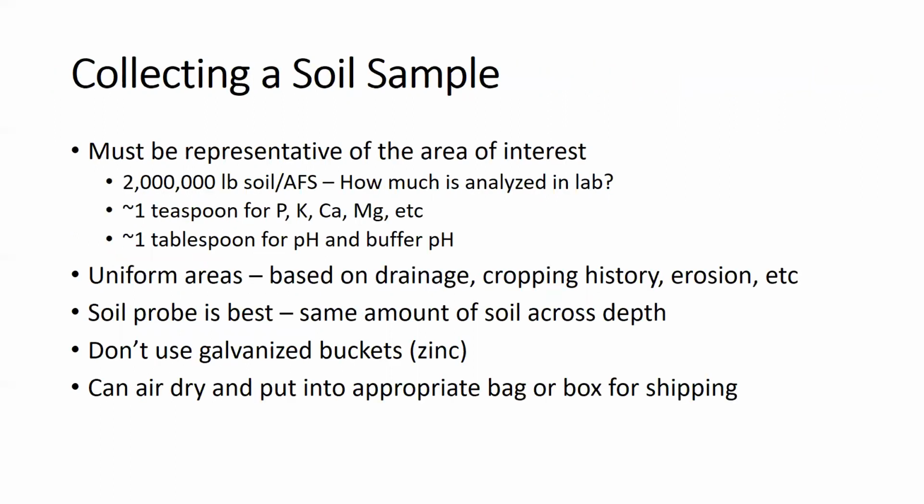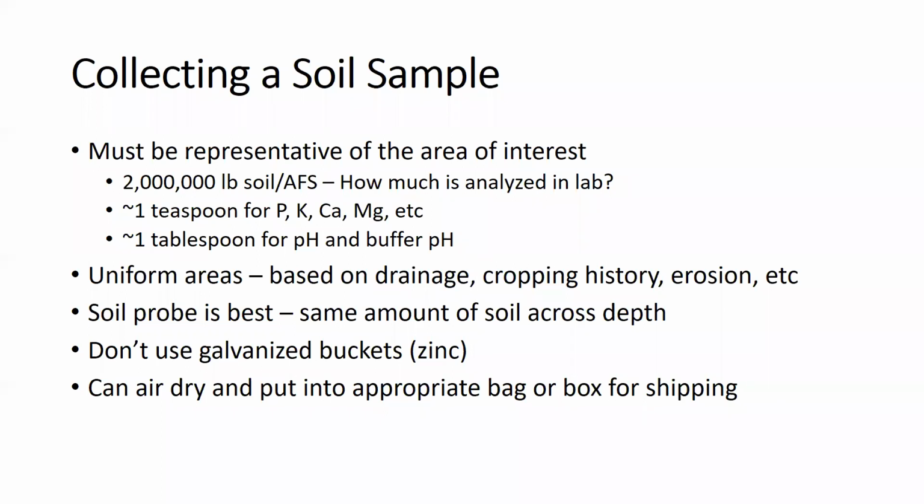So moving on. We want to collect a soil sample that represents the area of interest. There's 2 million pounds in an acre furrow slice of soil, and many of the samples are going to represent 10 acres or more, so we're looking at 20 million pounds. Of that 20 million pounds, about 1 teaspoon is used to analyze phosphorus, potassium, calcium, magnesium, zinc. 1 tablespoon for pH and buffer pH.